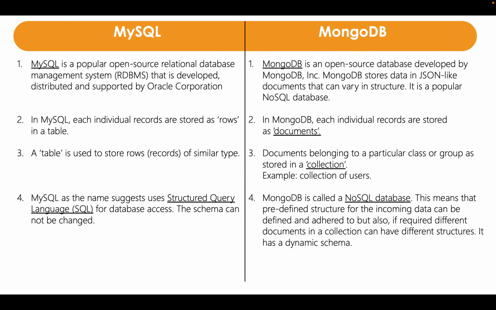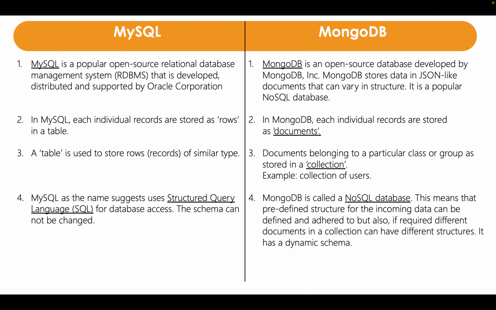So MySQL and MongoDB. MySQL is a popular open source RDBMS supported by Oracle, and MongoDB is an open source database which stores data in JSON-like documents. So in MySQL, individual records are called rows, and in MongoDB, individual records are called documents. A table is used to store records of the similar type, and documents belonging to a particular class or group are stored in a collection. And MySQL follows structured query language for database access, and the schema cannot be changed.